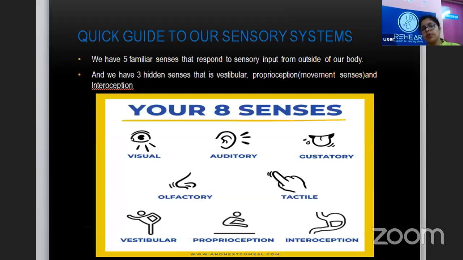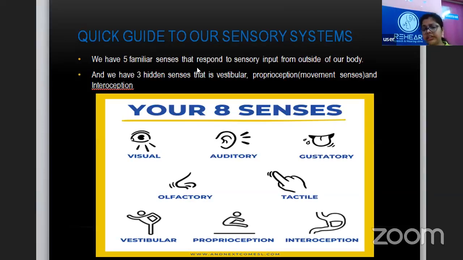So, a quick guide to our sensory system. We have five familiar senses that respond to sensory input from outside our body, and that is known by all. I think we know that we have visual, auditory, gustatory, that is taste, olfactory, that is smell, and tactile, that is touch. So these five are known by everyone.